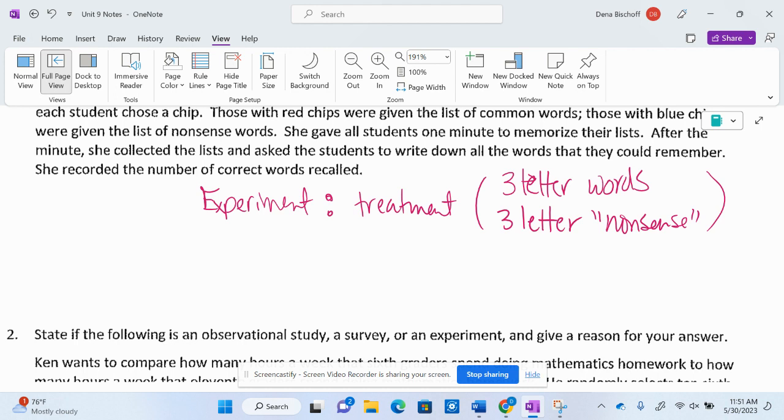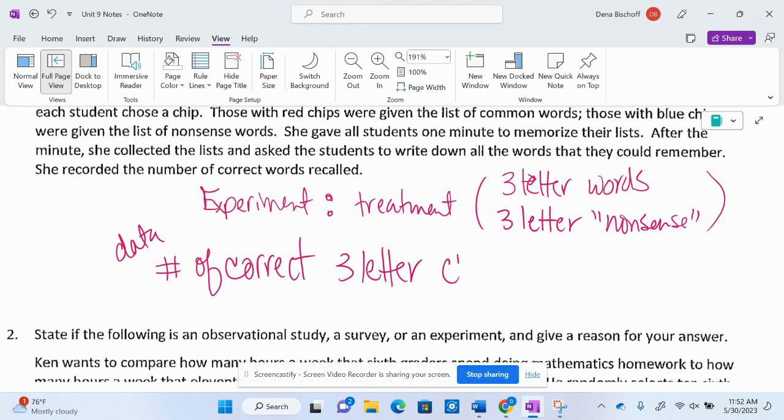So students were randomly assigned three-letter words or three-letter nonsense words. They were given a minute, right? So I said that the variable is the number of correct words, right? That was what we were checking. What were we trying to evaluate or collect? What was our data? Our data was the number of correct three-letter chunks, whether they were words or nonsense, because she was collecting both, right? She was trying to see who did the best. And again, we don't have the results, but I would say that the words did better than the nonsense.